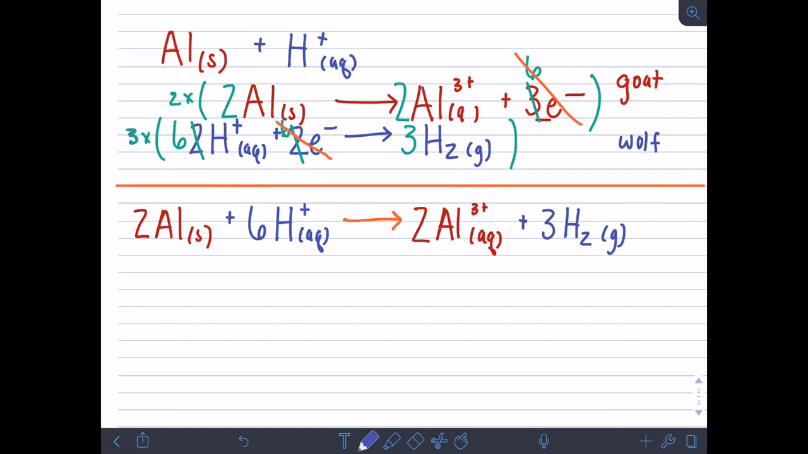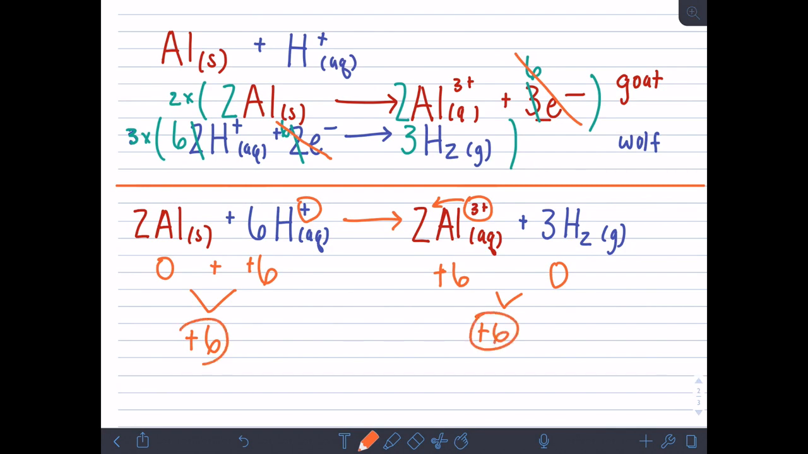We can check to make sure that we balanced this correctly with the total charges. So we'll start on the reactant side. Aluminum is a solid, so its charge is 0. H plus has a charge of +1, and we have 6 of them, so it's +6. So the total charge on our reactant side is +6. If we balance these correctly, then the total charge on the product side should also be +6. Aluminum 3 plus has a 3 plus charge, and I have 2 of them, so that's +6. And hydrogen gas is 0, so combined that's +6. So I have balanced this correctly.